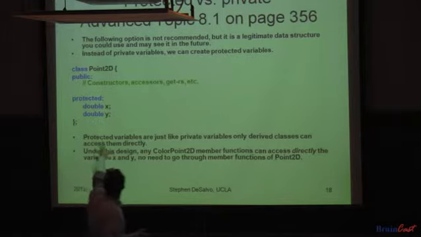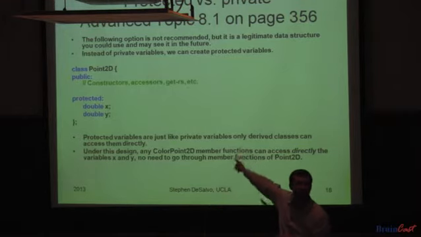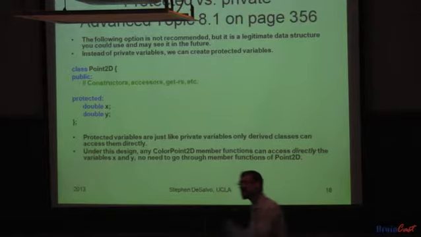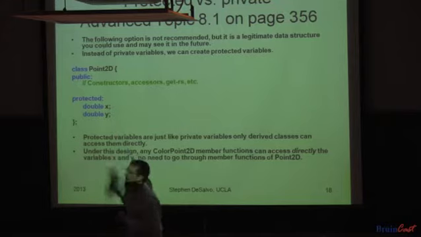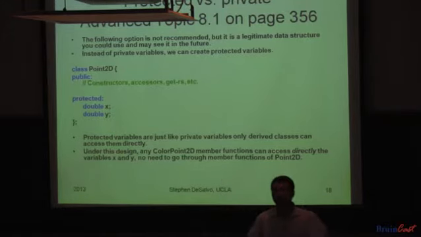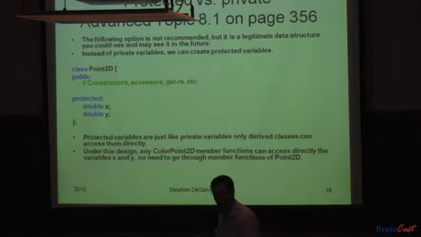Protected says, if you're trying to access x and y from, say, a color point 2D class, go ahead. You're inheriting from me. You have my properties. You have full permission to do whatever you want. But anything on the outside still cannot access them. Okay? So it gives permission to the derived class to treat variables x and y as if they were its own private member variables. Okay?